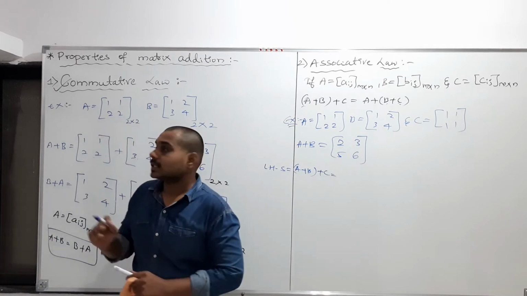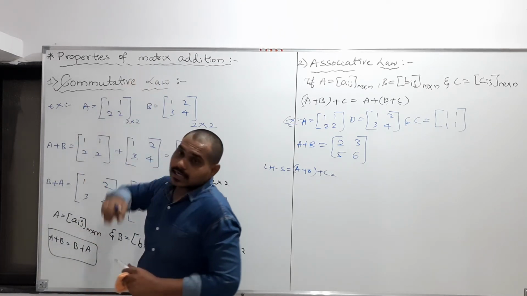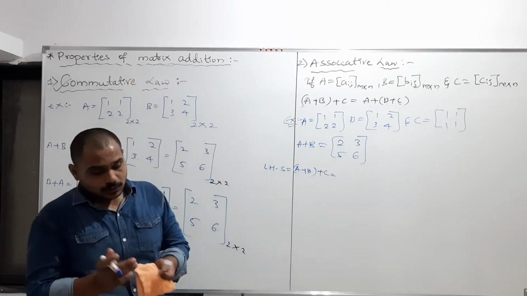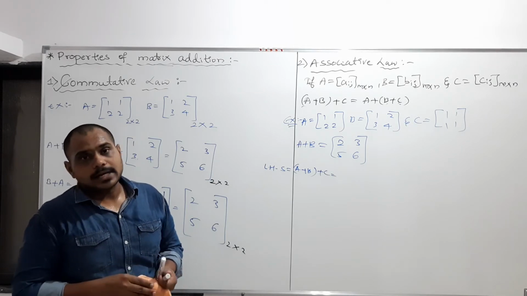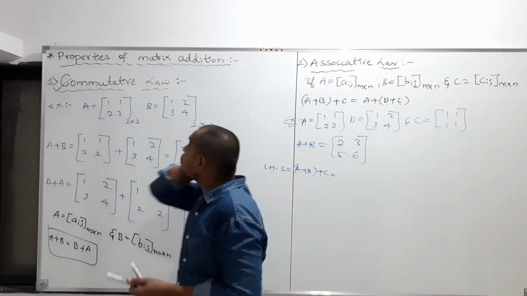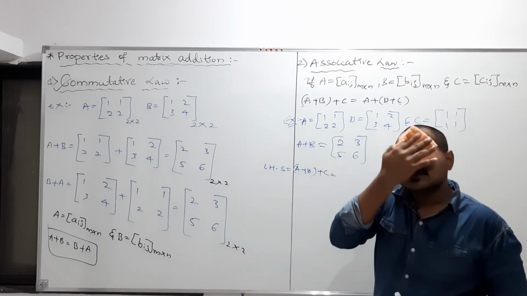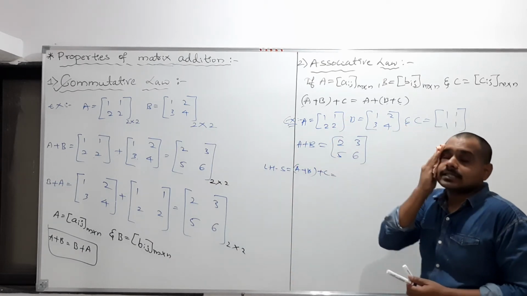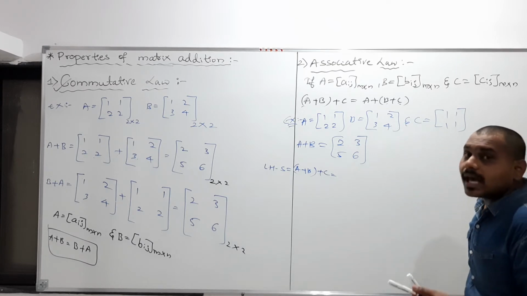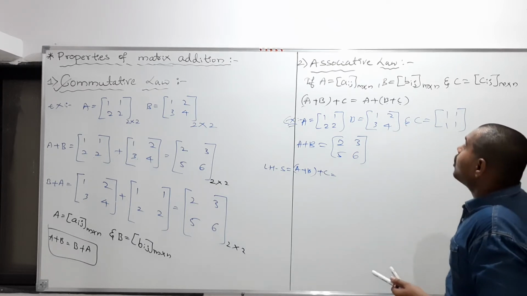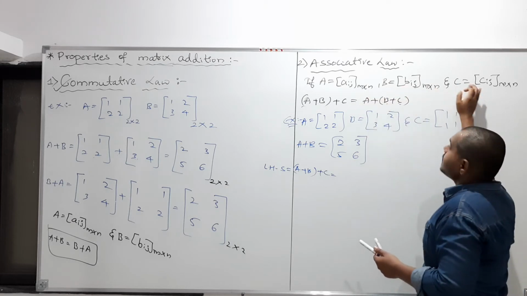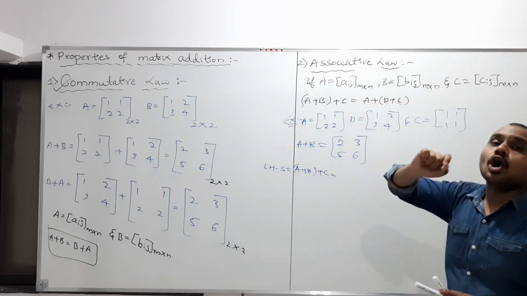This comes under the operation addition, matrix addition. So under matrix addition, we are discussing the properties. That is, first law I discussed, that is commutative law. After this I am discussing the associative law. So what does associative law say? Associative law says if we have three matrices of the same order, A, B, C are the three matrices, and the order is the same.